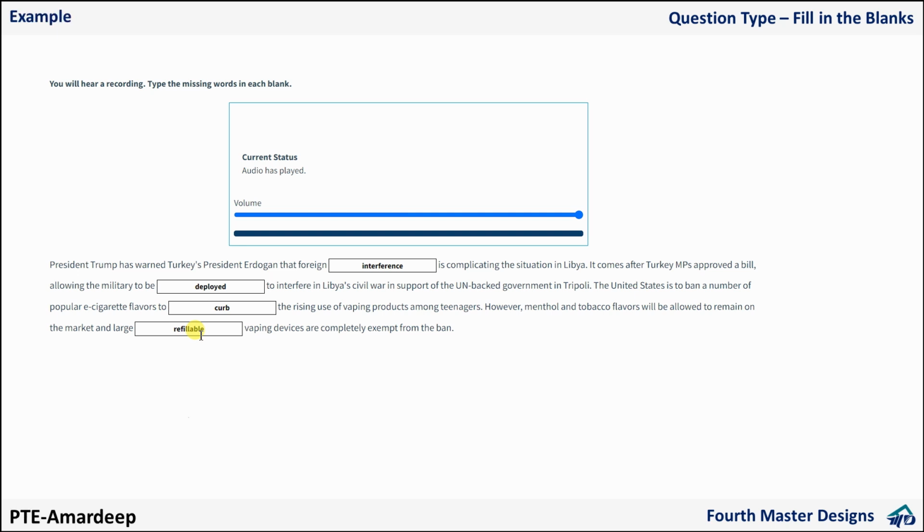Okay. So, and also there is one more thing. Even if you go through a list of words, important words, there is no guarantee that curb will be there, or refillable will be there, or deployed will be there. So this is how you are going to get it.